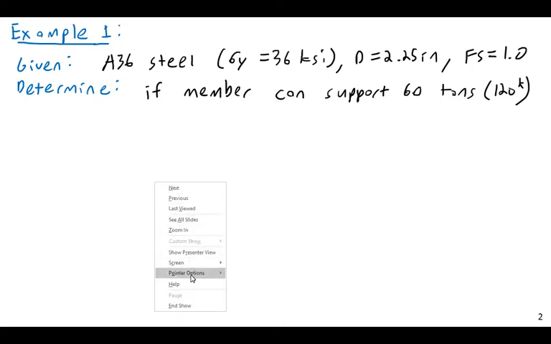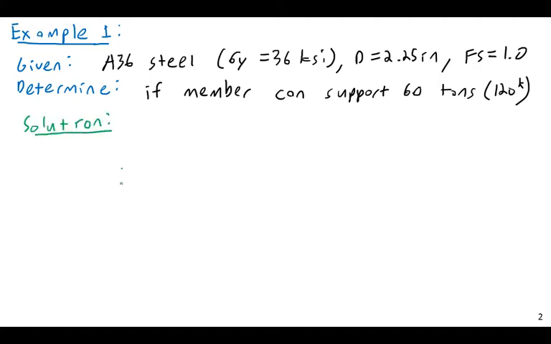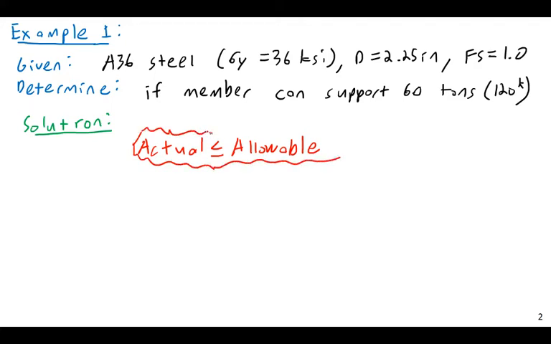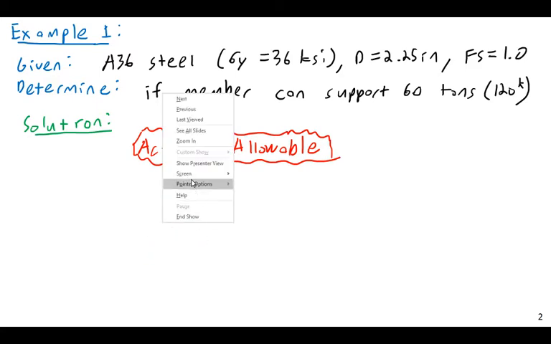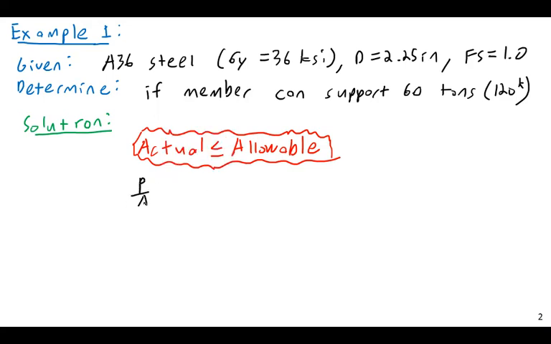Okay. So, solution. First, we're going to come back to the mother equation, or mother inequality, for this whole course: actual is less than or equal to allowable. Our very familiar equation. Like, man, as the semester goes on, the professor gets screwier and screwier. Okay, so let us keep working through this. P over A is equal to sigma actual, this is all just based on normal stress, is less than or equal to sigma yield over factor of safety. So this is assuming a yielding case.